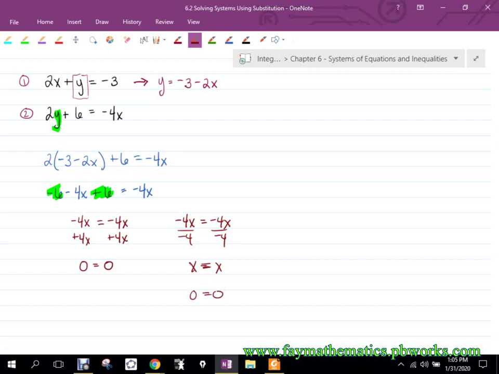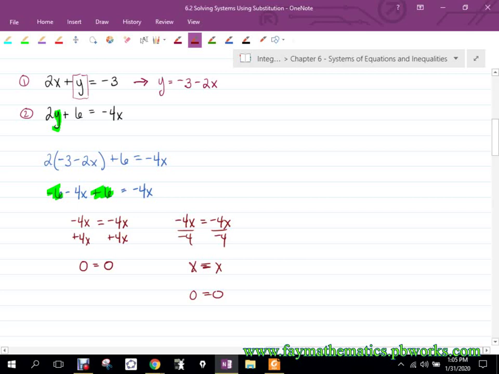And what I want you to understand is that's different than what we've been doing, right? All the questions you've done so far, you get down to like x equals some number. Here, all the x's went away, and you're left with an argument that you have to justify whether it's true or false. Does 0 equal 0? Yes. Okay. So we come up with what we call a true statement here.